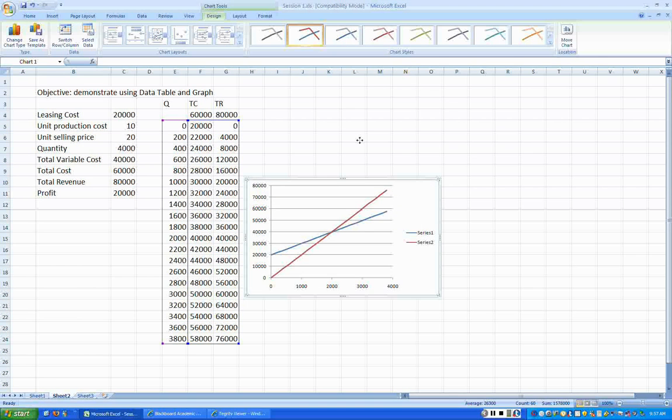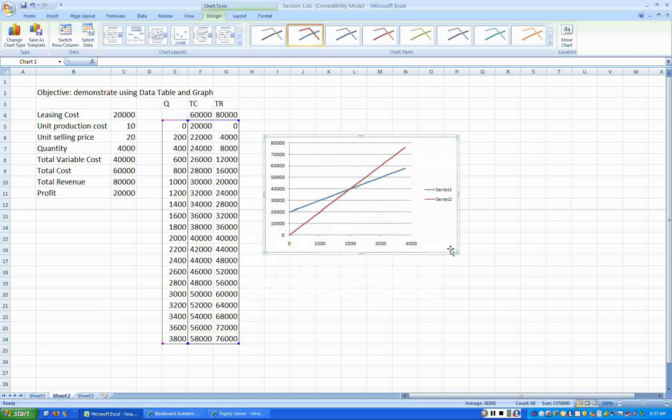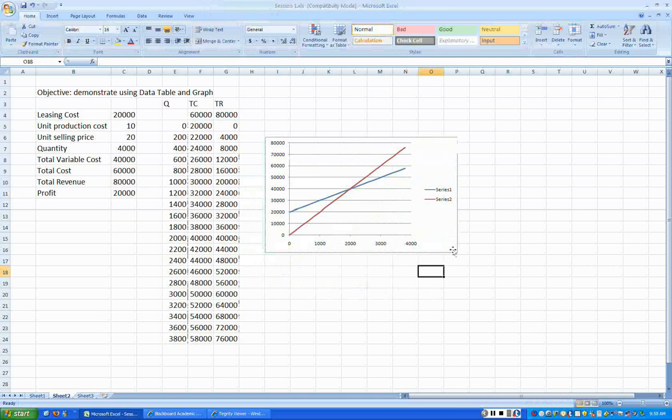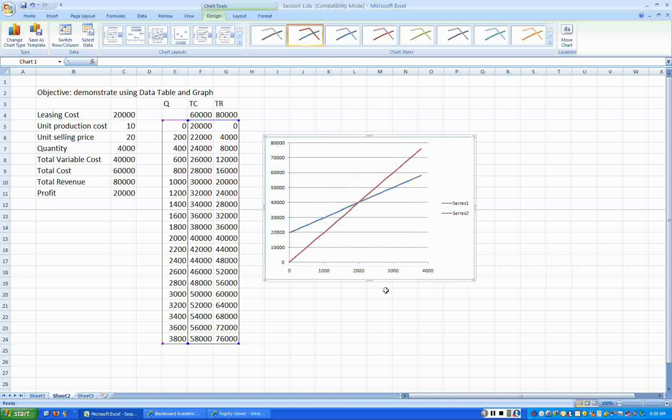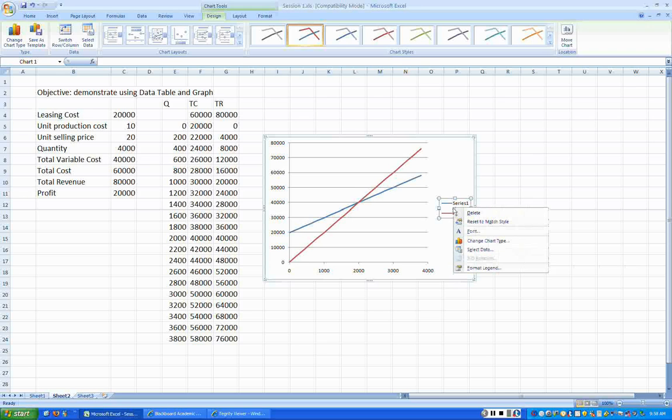Move it around and you can expand it. You can expand or collapse the graphs to make it more readable. So when the quantity is 0, the revenue is 0. Revenue is a function of quantity, so all we have is total cost at the time, which is the fixed cost, and this is the break-even quantity. Break-even quantity. You can go back. You can change the legends.